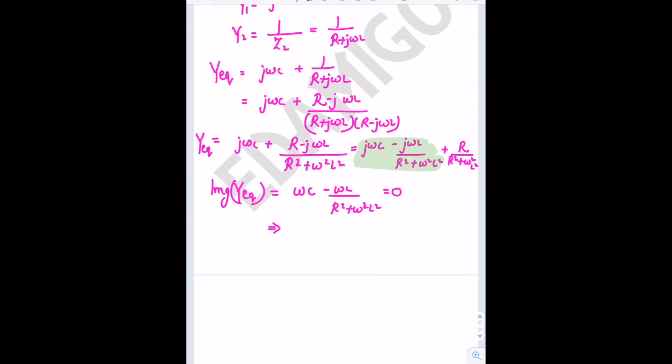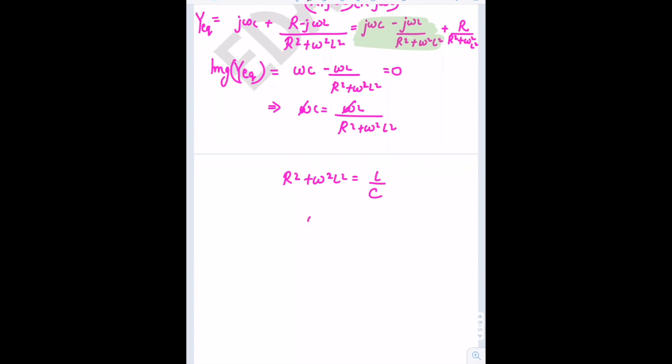Okay. Now, so we can see that omega C equals to omega L upon R square plus omega square L square. Omega omega cancels out. R square plus omega square L square equals to L by C, and omega square is equals to L by C minus R square. So omega is equals to 1 upon L under root of L by C minus R square. So this is the result.